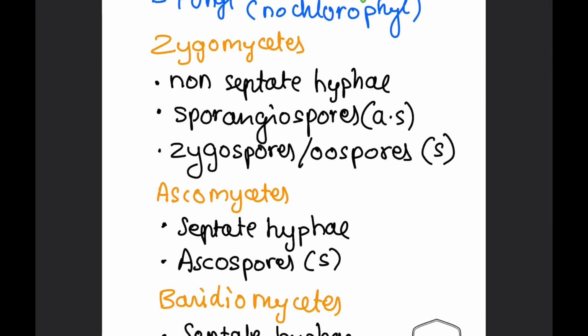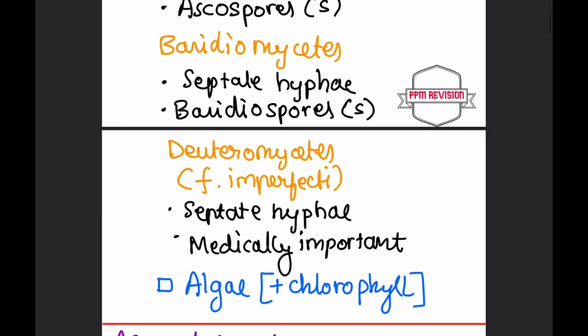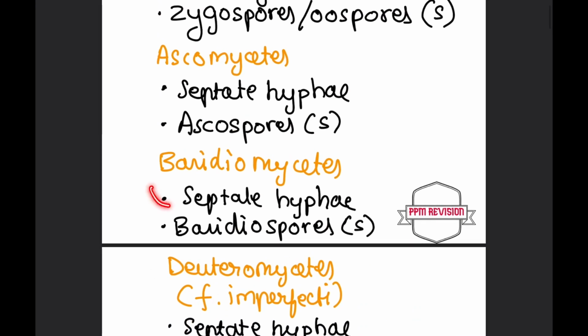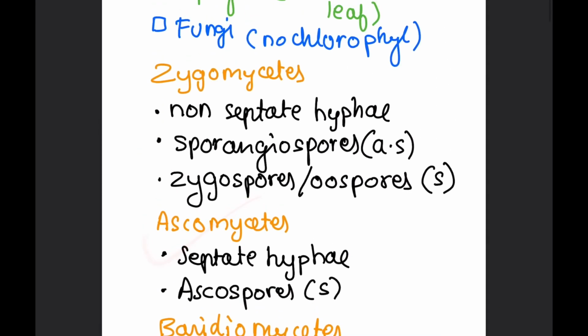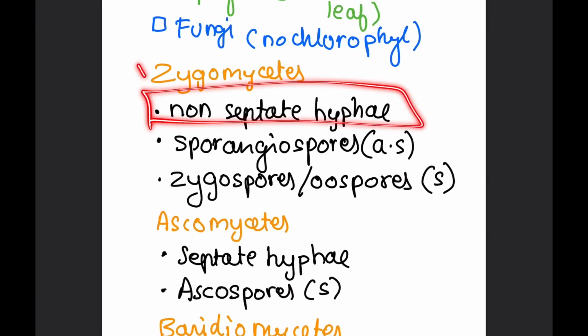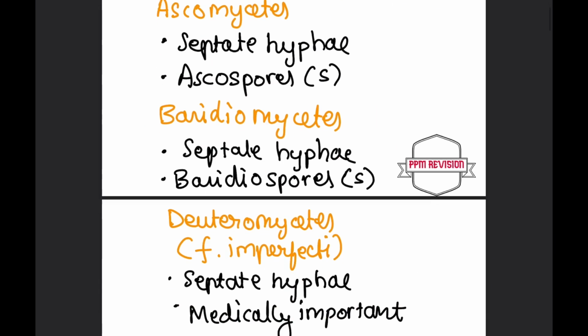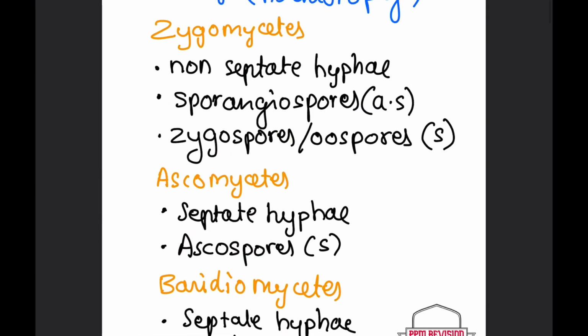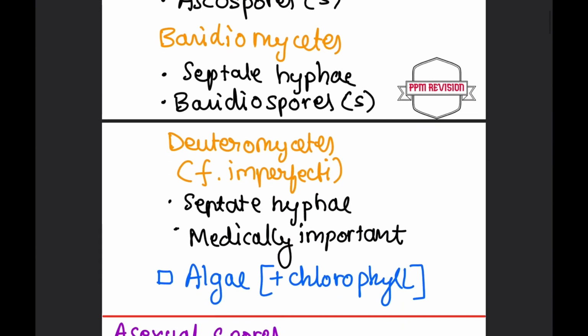So let's just have a look again at which is septate, which is not septate. Deuteromycetes septate, Basidiomycetes septate, Ascomycetes septate. So the only non-septate is Zygomycetes. And there are asexual spores in Zygomycetes, which are known as sporangiospores.